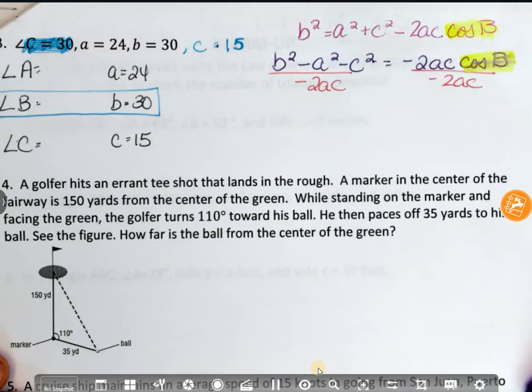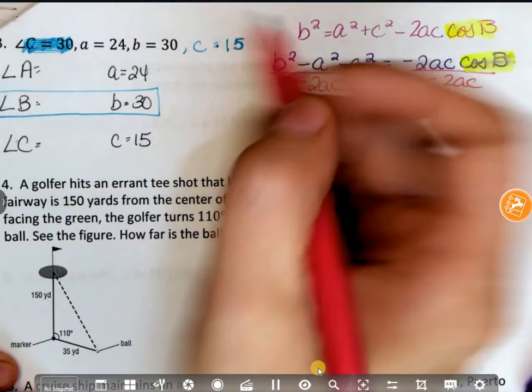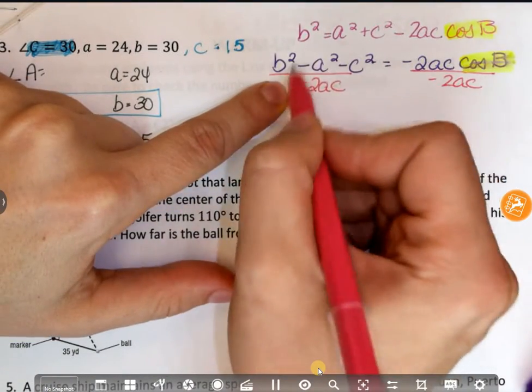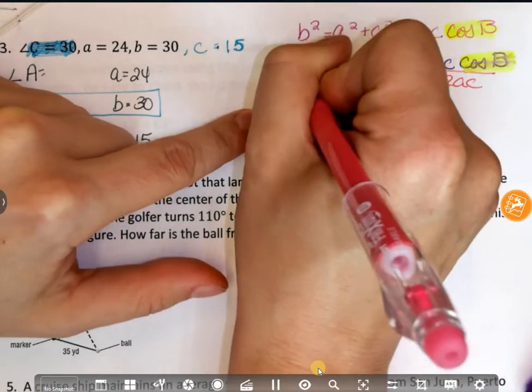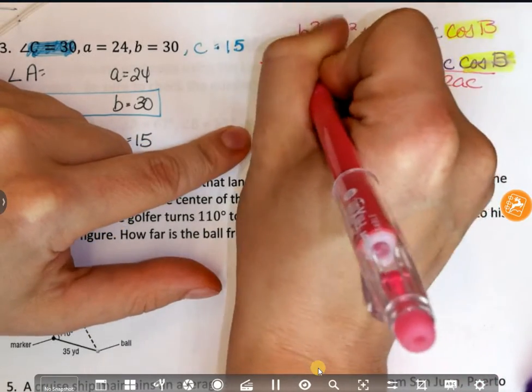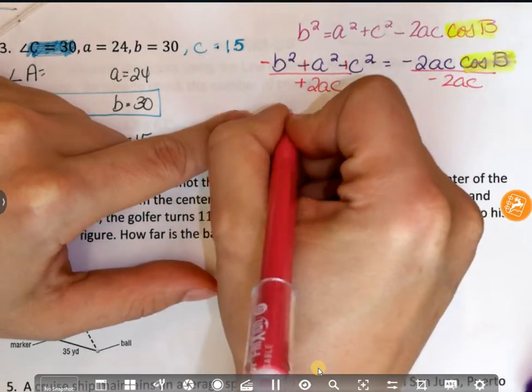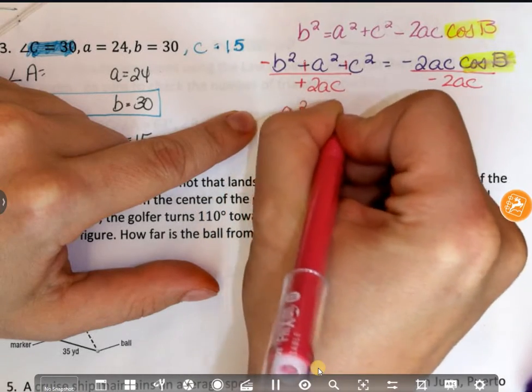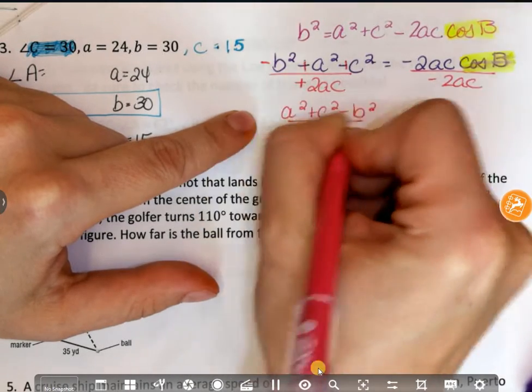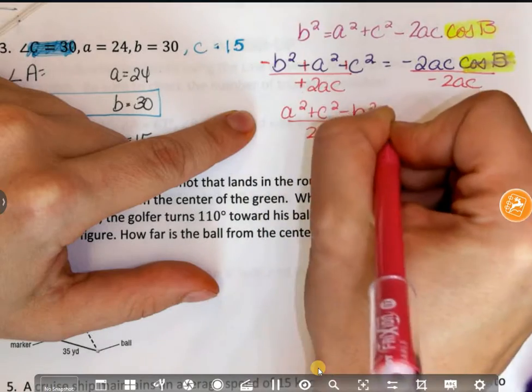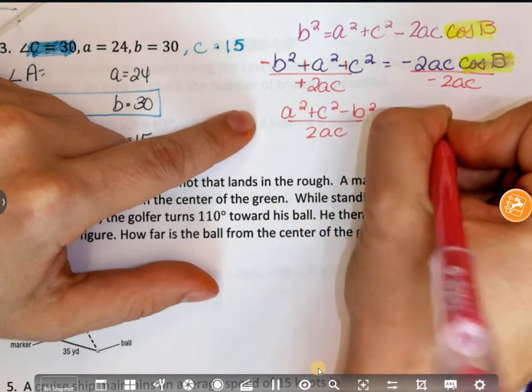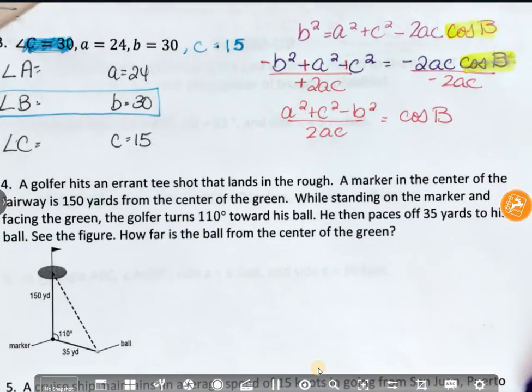Look at all those negatives, right? So what I'm going to do is I'm going to kind of just distribute in. I'm going to take this negative and move it up top. So it'll be negative, plus, and plus. So I will have a squared plus c squared minus b squared all over 2ac is the cosine of b. So rather than having 3 negatives, now I just have 1. Makes life a lot easier, and we tend to make fewer mistakes.